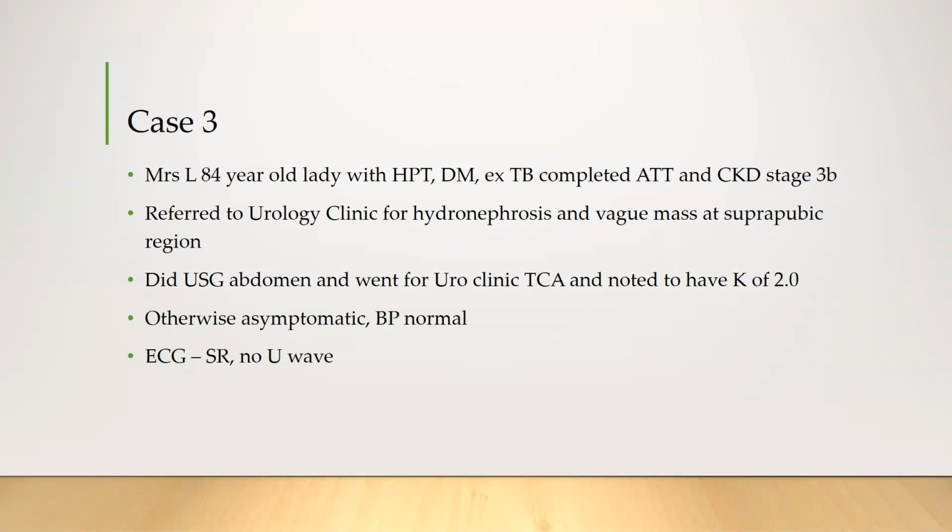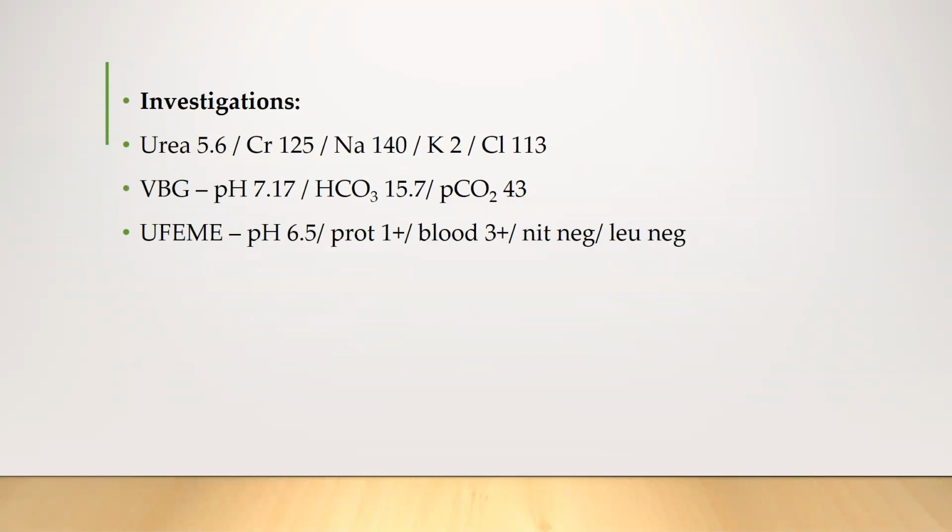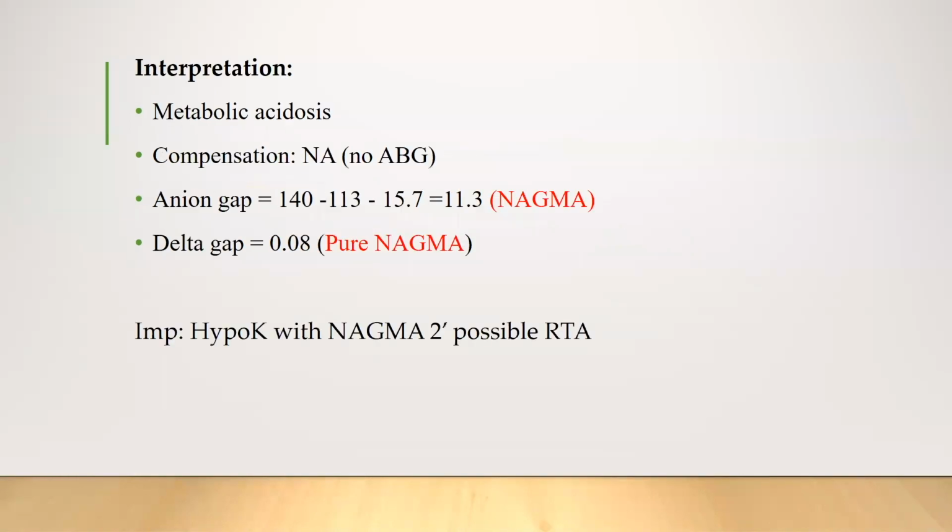Otherwise, the patient was asymptomatic and the vital signs were normal, and the ECG is showing sinus rhythm and no U wave was seen. So after the investigations, the patient was subsequently sent to ED. The urea is 5, creatinine is 125, sodium is 140, potassium is only 2, chloride is 117, and the VBG is showing a metabolic acidosis, pH is 7.17, bicarb is 15, and PCO2 is 43, and the UFEME is showing protein 1+ and blood 3+. So it's a case of metabolic acidosis over here.